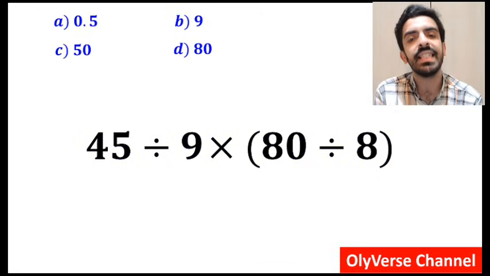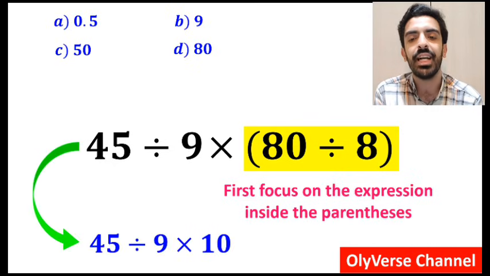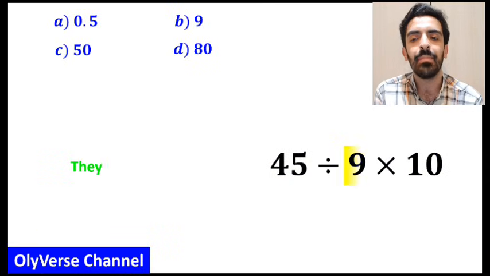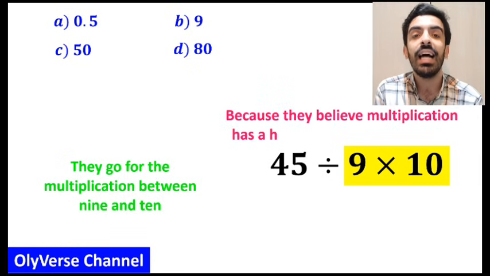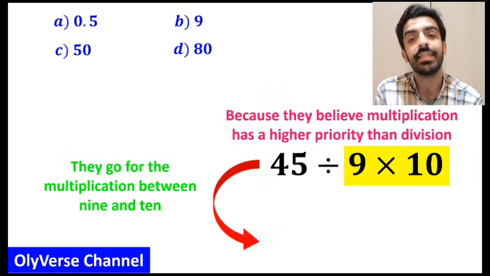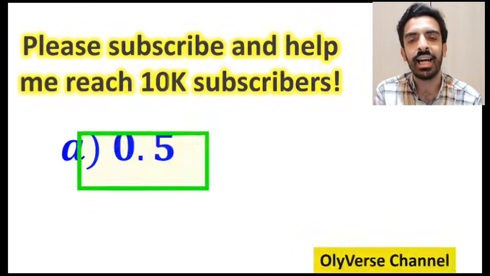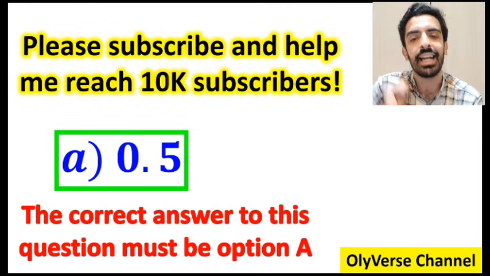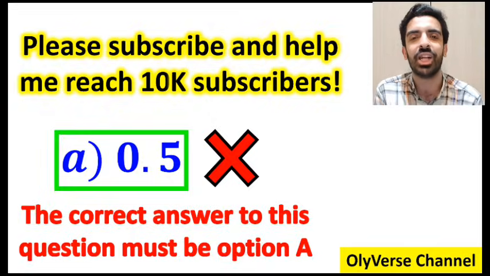Many people, when starting to solve this question, first focus on the expression inside the parentheses, and instead of considering the whole expression, they rewrite it as 45 divided by 9 multiplied by 10. And the next step, they go for the multiplication between 9 and 10, because they believe multiplication has a higher priority than division. So, they simplify this expression and write it as 45 divided by 90, which finally gives them the answer 0.5. Then, without any hesitation, they conclude that the correct answer to this question must be option A. But, I have to say, we were tricked and it's not the correct answer to this question.